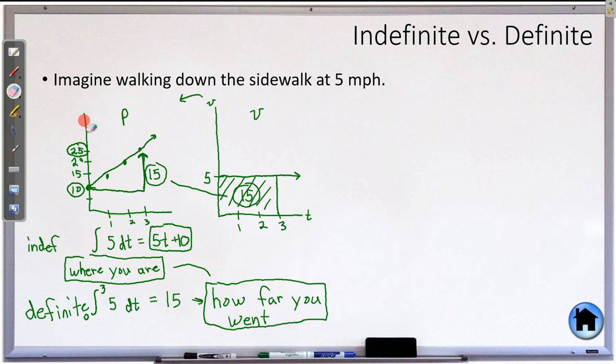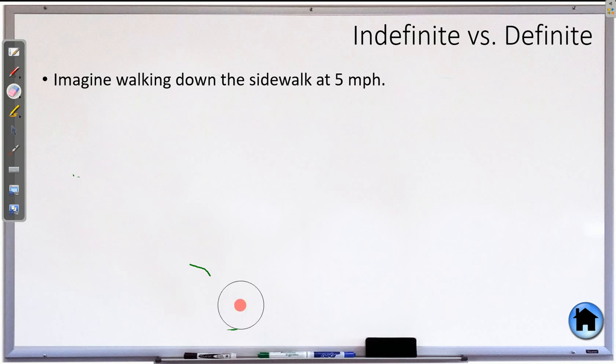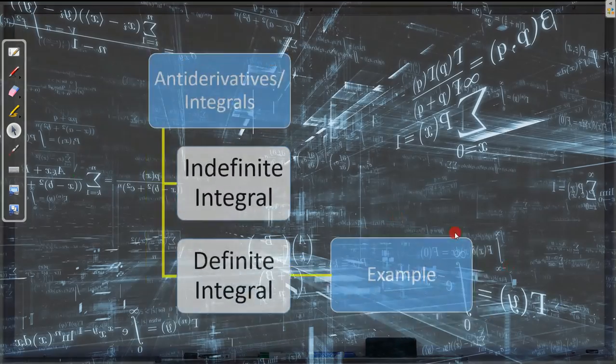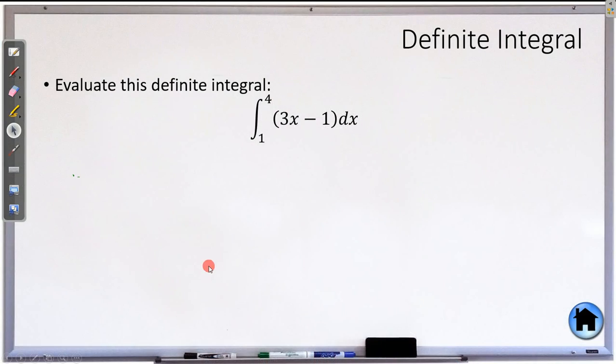All right, so in a nutshell, if you're going to do a definite integral, it's the area underneath the curve, this 15 right here. So we're going to practice that a little bit to see how that works just by working on the math. So definite integral. So if I want the definite integral from 1 to 4 of 3x minus 1, that will be the area under this curve from 1 to 4.